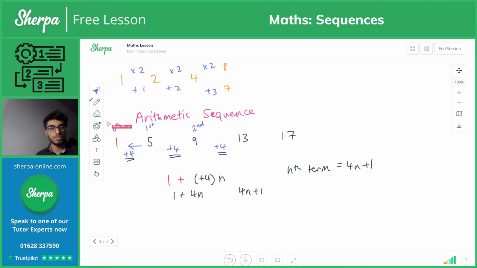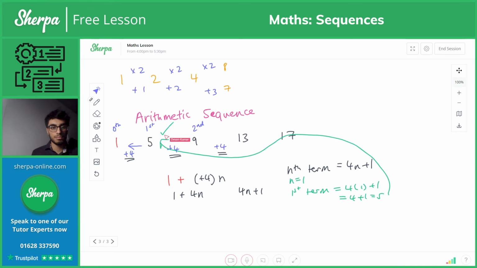And we can try it out. Let's try it out just for the first term. If we say n equals 1, then the first term is 4 times 1, add 1, which is 4, add 1, which is 5. And that checks out over here. Perfect. So this is how we're going to figure out the nth term.